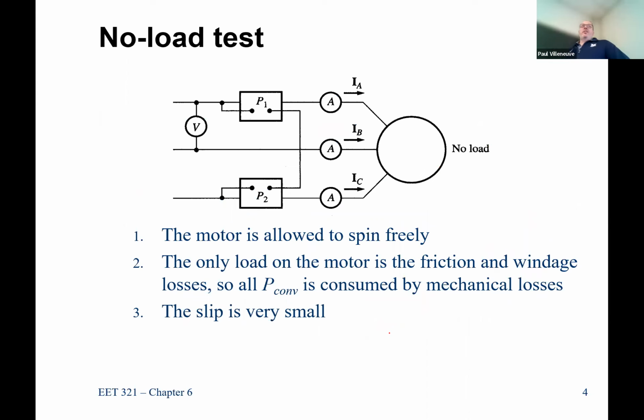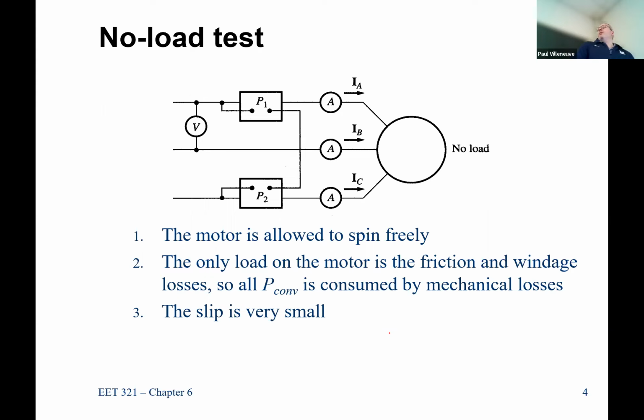All right, does this test setup look familiar at all? This is what we did in lab, right? This is the 2 watt meter method, where all you need are 2 voltages and 2 currents, and you can calculate power. You just have to set the things up correctly. So, no load test, you have to energize all 3 phases. You can't take an induction machine and just energize 2 phases. All 3 phases have to be energized.